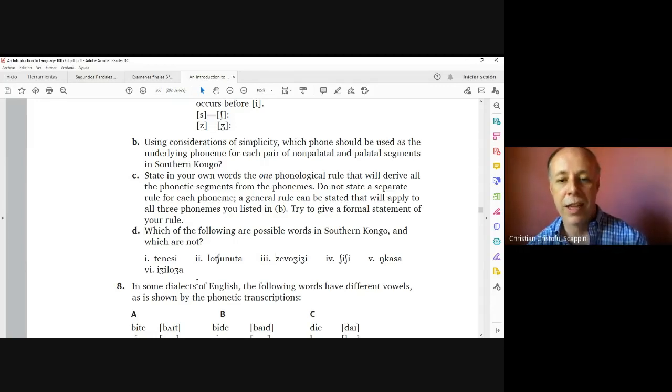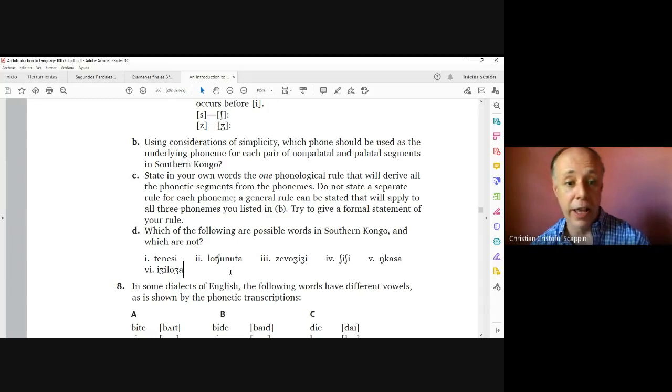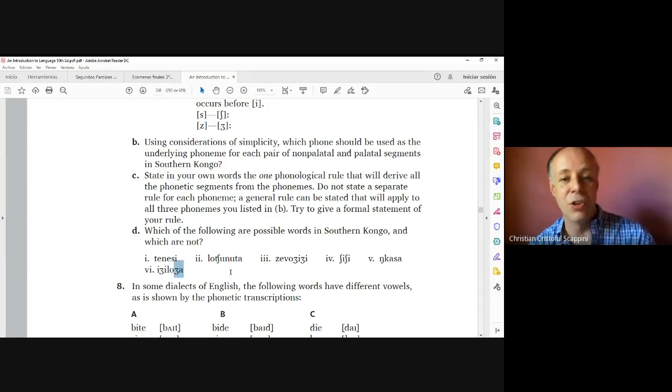The third one, zevo gigi. Yes, very good. The fourth one, shishi. Yes, follow the rule. Casa. The S. Yes, correct. And the last one, igilosa. No, because that is not proper. It should be za. Okay. You have finished the exercise.